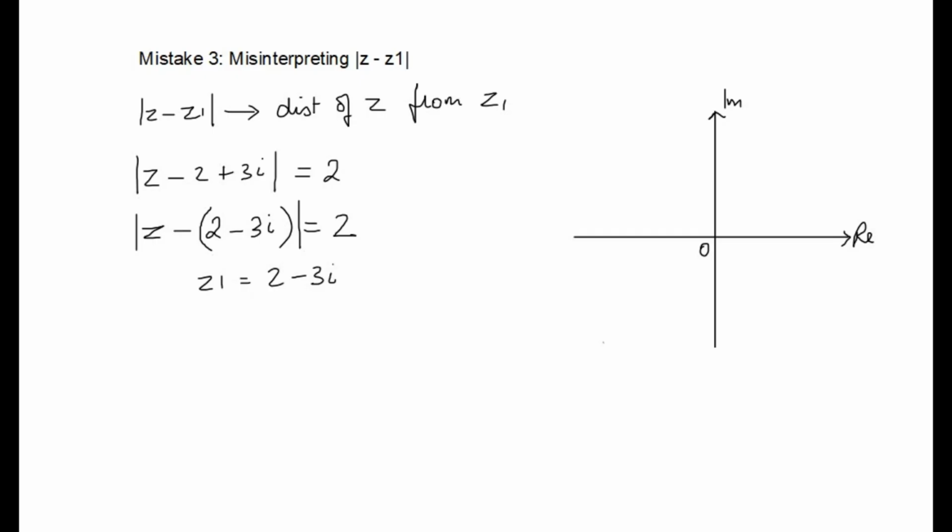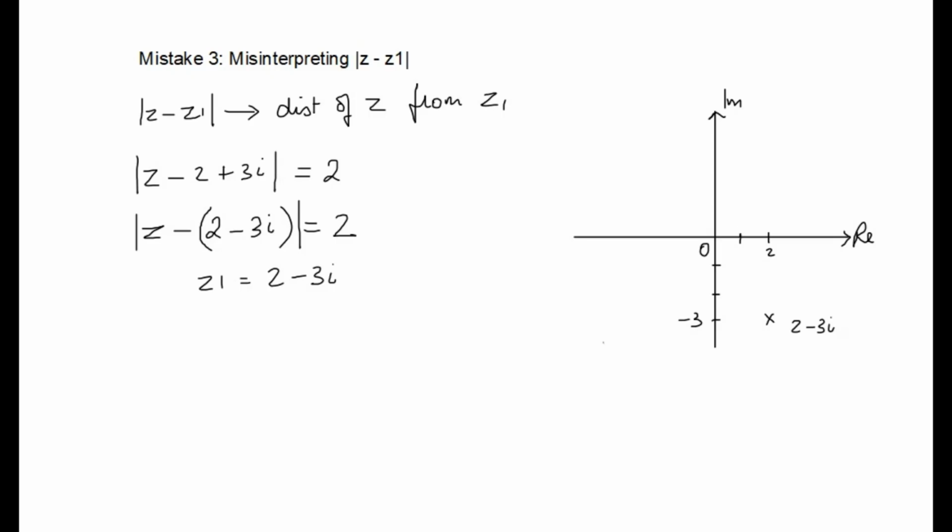Right. So now you're given that the distance of z from the point 2 minus 3i is 2. So what does that mean? First you locate the point 2 minus 3i. So this is 2 and negative 3i is here. So negative 3. And this is the point 2 minus 3i. Right. So we want to find a complex number z whose distance from this point is 2.